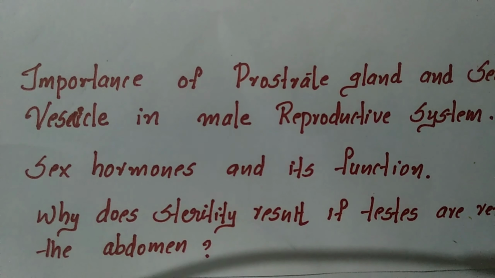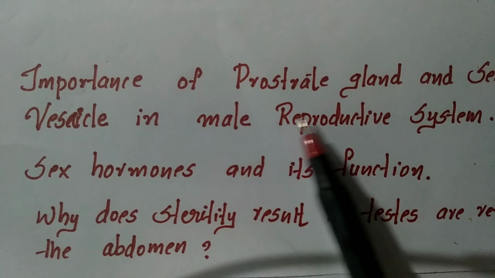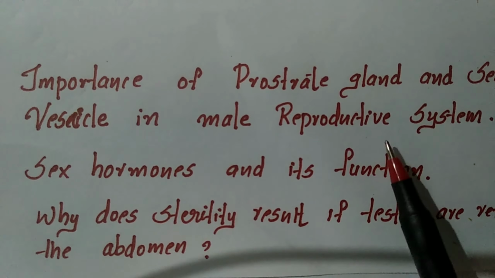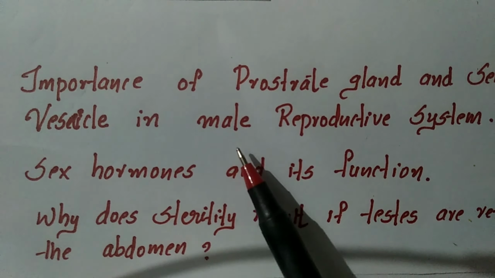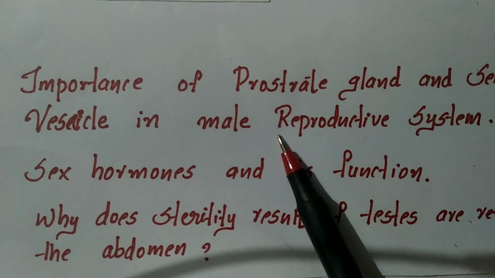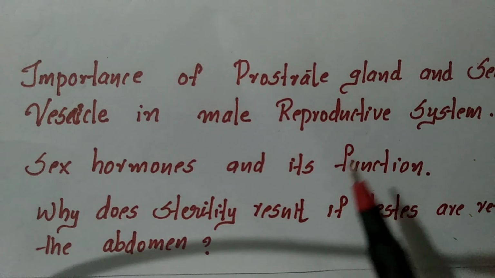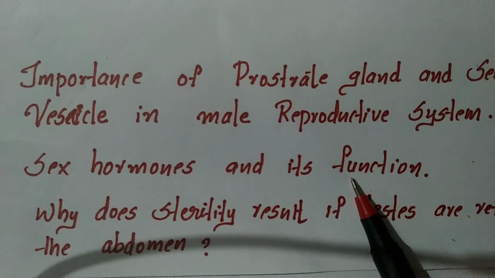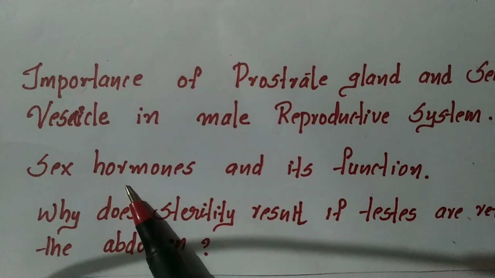Now some of the most important questions that you can expect from this portion. The first one is the importance of the prostate gland and seminal vesicle in the male reproductive system, because the prostate gland and seminal vesicle release the nutritive fluid which helps to nourish the sperms. This is one of the most important questions. The second question is sex hormones and their function. Here it is about the male sex hormone, testosterone, which helps to bring out all the secondary sexual characters in males.